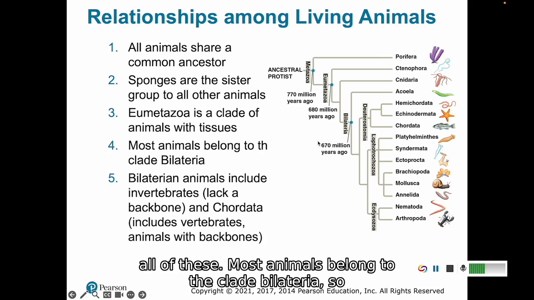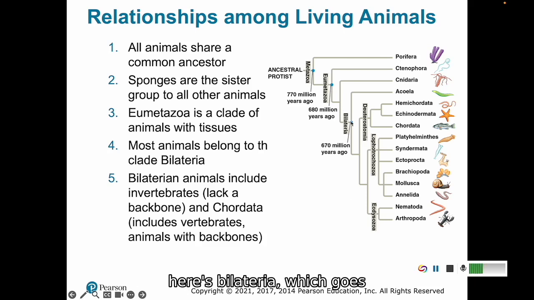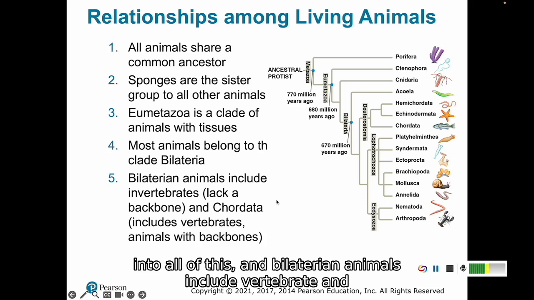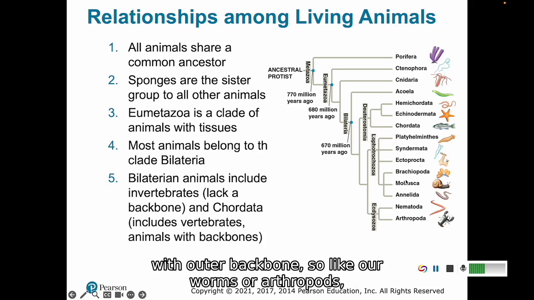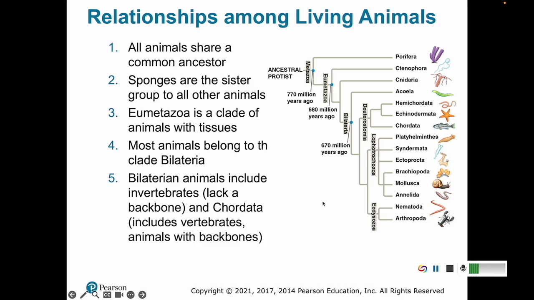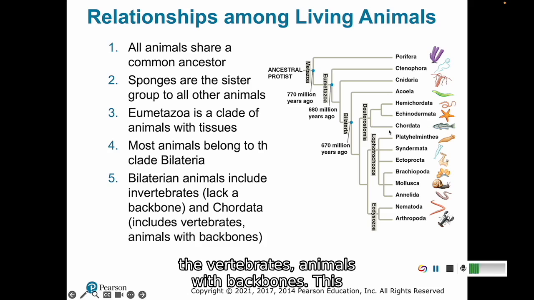Most animals belong to the clade Bilateria. So here's Bilateria, which goes into all of this. And bilaterian animals include invertebrates, which are animals without a backbone, like our worms or arthropods, and chordates, which include the vertebrates, animals with backbones.